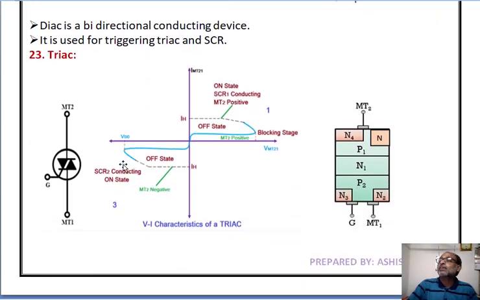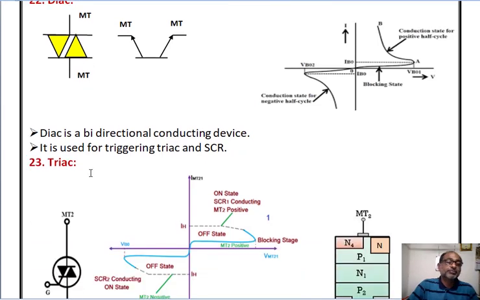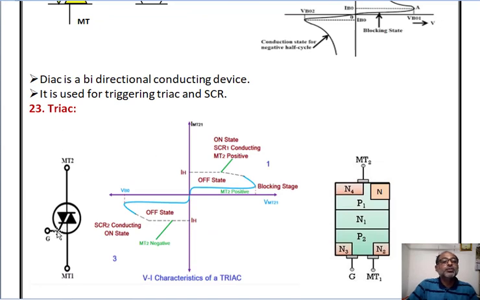Next, triac. The triac is also a bidirectional conducting device. It has three terminals, MT1, MT2 and gate. Here you can see it is also a bidirectional device, but the diac has no gate. In the triac we introduce one gate terminal. That's why it is called a triac. It is used to drive AC loads, and it is available in the range of 1200 volt and 300 ampere.